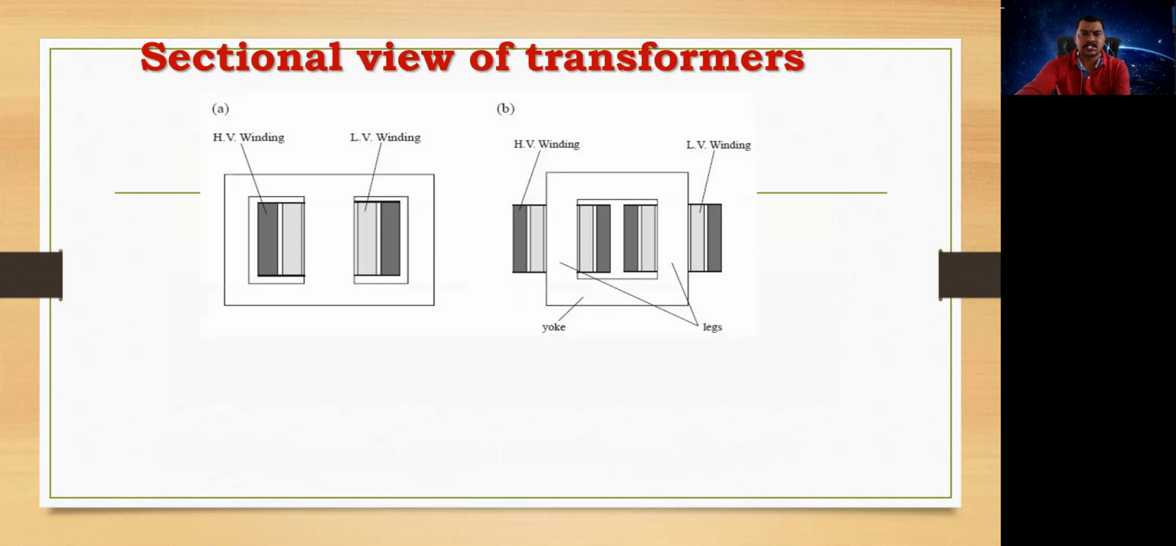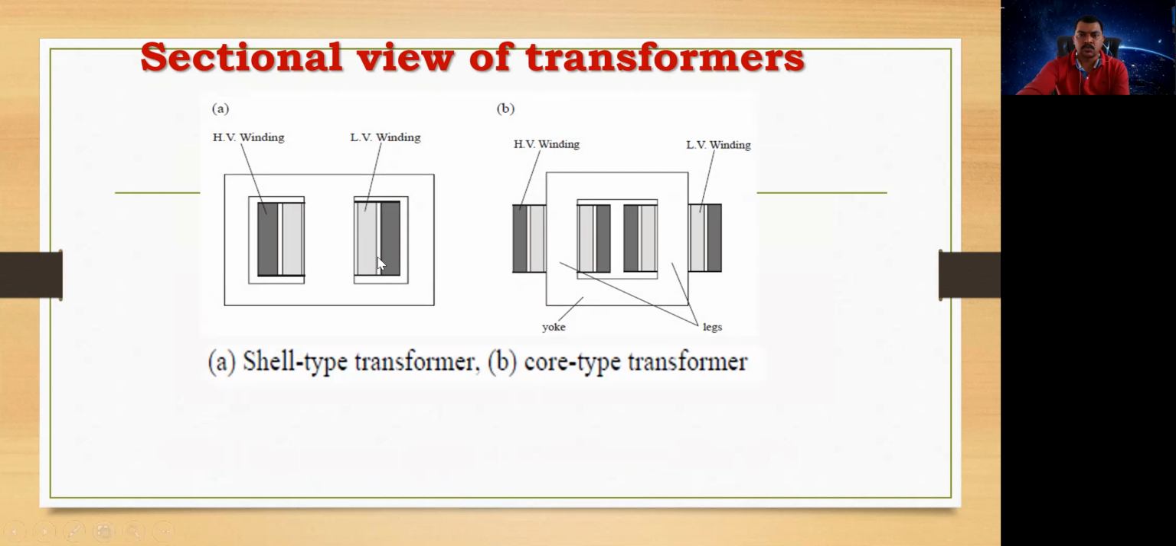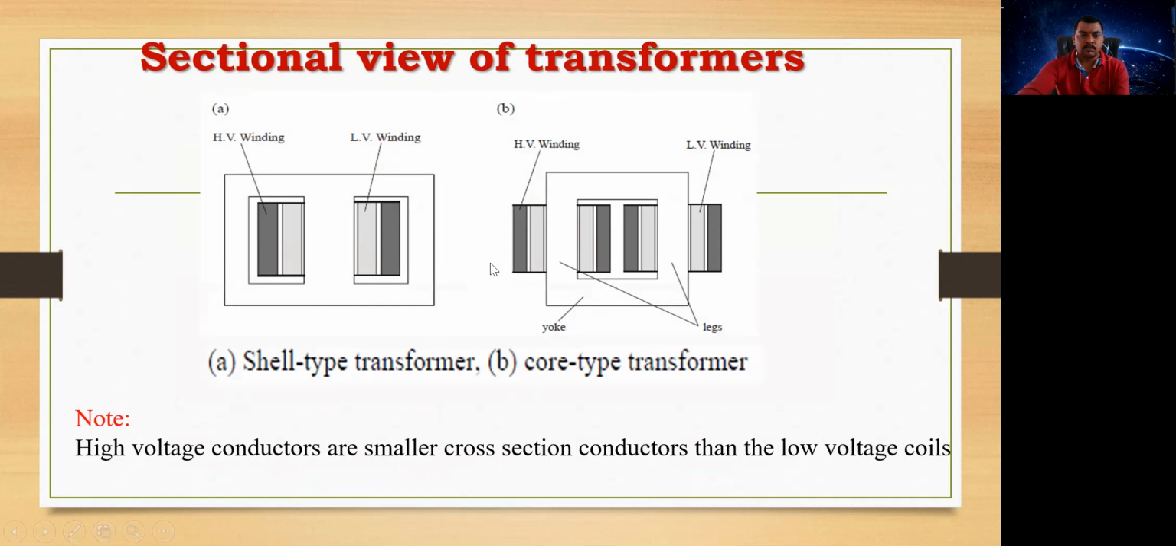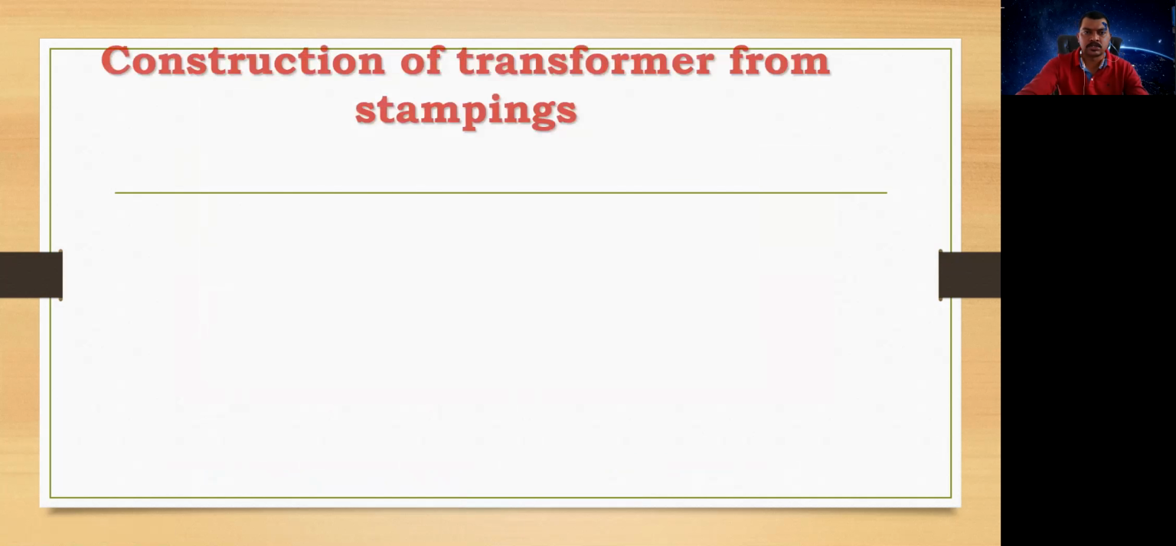And this is a sectional view of the transformer that is used. So, cross-sectional view of a transformer. This is a shell type transformer. This is a core type transformer. So this is a horizontal view. This is the vertical view that we are having. High voltage conductors are smaller cross-section conductors than the low voltage coil.